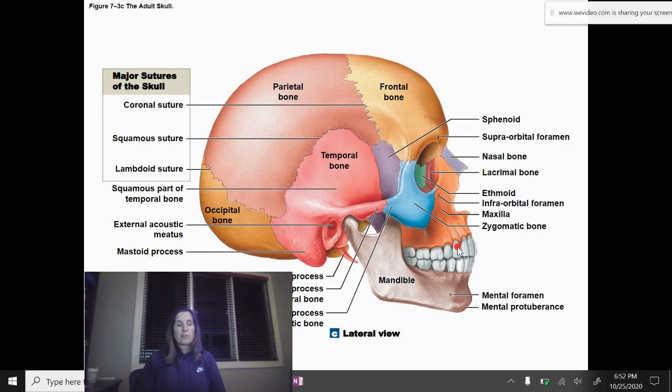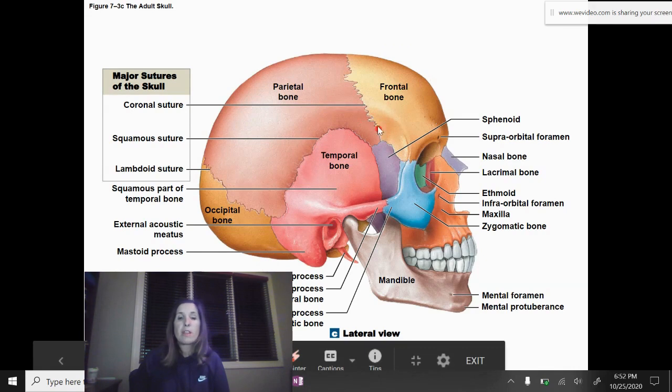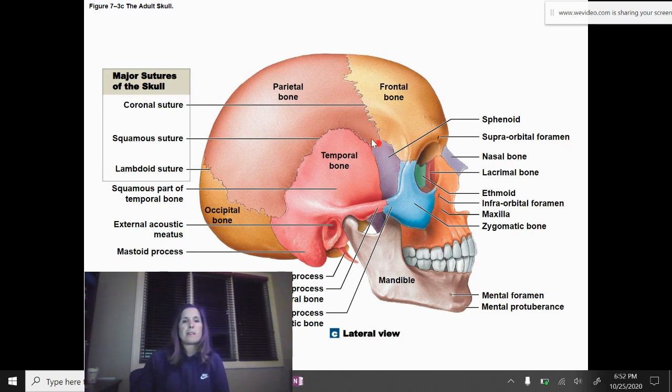Now, this lateral view is a great one. We'll come back to this a lot because we can see a lot of the bones from the lateral view. But here we're focusing on the sutures. The coronal suture you can see right there. And then here's that squamous suture. This is part of that lambdoid suture. You can see this squamous suture here, this is your parietal bone, this is your temporal bone, and there's that suture right here.